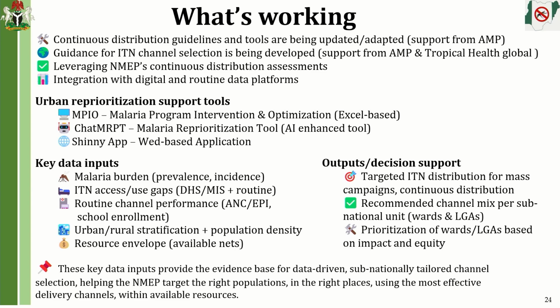So this data helps us to take decisions on targeted ITN distribution for mass campaign and continuous distribution, and where applicable the channel mix required, and what areas in terms of local government or wards to prioritize for specific distribution. So this data helps us to have good evidence to back up our decision to do a channel mix or to tailor a particular channel to the right population at the right time and using the most effective delivery channels with the available limited resources. Next slide.